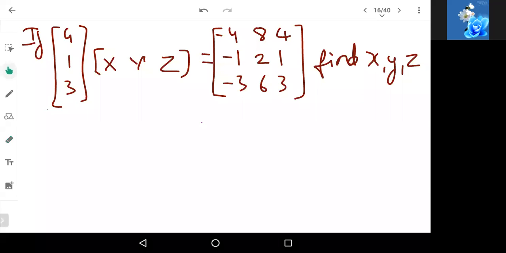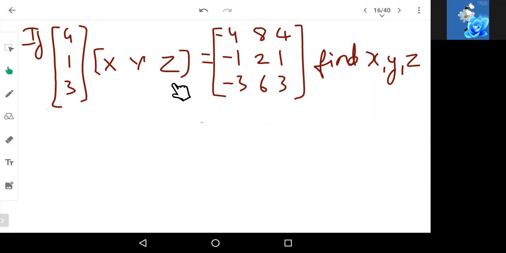Okay, the x, y, and z that we have to find is given in a different format. So 4, 1, 3 is a column matrix and x, y, z is a row matrix. Multiplying these two, you will get a 3 into 3 matrix where the values are equal to this matrix. So we are supposed to find out x, y, and z.